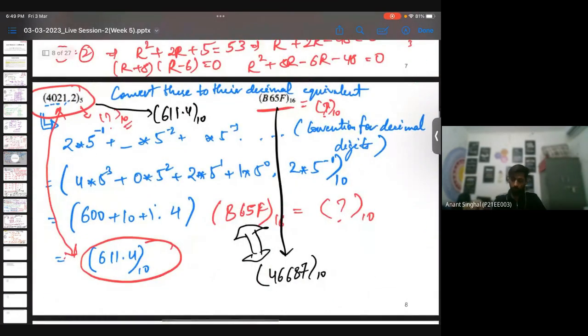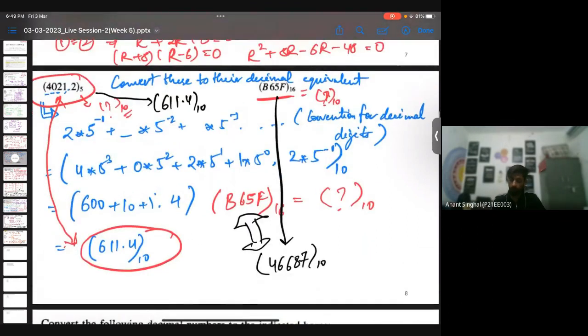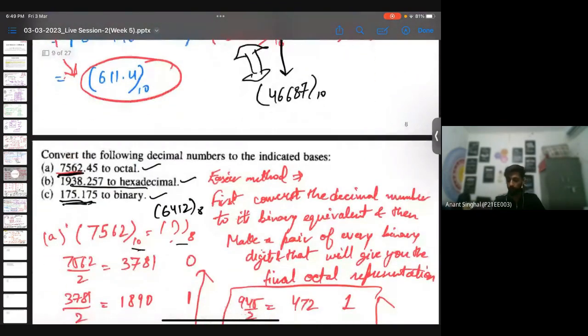Now I made you understand how we can convert basic digits into their decimal equivalent. It is quite easy: whatever the number is, we just need to multiply the digits by their successive powers. So for the zeroth digit, we multiply by 5 to the power 0, then 5 to the power 1, and so on. After the decimal point, it starts with 5 to the power minus 1. So this was the basic understanding of the conversion of any base to its decimal equivalent. Decimal equivalent is base 10.